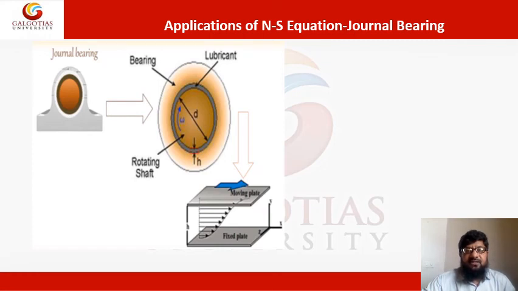The application of the Navier-Stokes equation can be found in a journal bearing. In a journal bearing, there is a shaft about which a thin layer of lubricant is placed. The shaft is rotating, and so does the bearing rotate. So the efficiency of power transmission can be calculated using the pressure developed inside the lubricant layer.